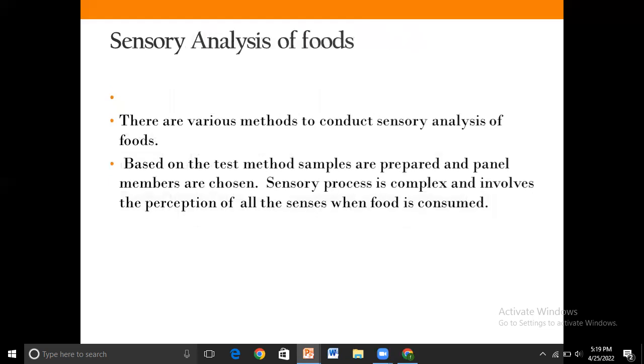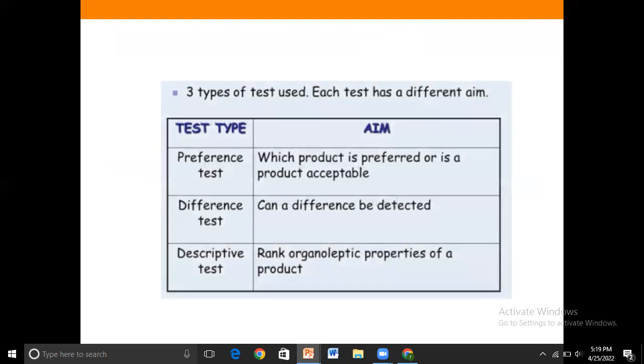Now, how do you analyze foods? There are various methods to conduct sensory analysis of foods. Professional panel members are there to analyze foods, especially in food industries. Some people are professionally trained to do sensory analysis, and it is a very complex process. You might think that it's just tasting food. No, it is not like that. It is a very systematic process.